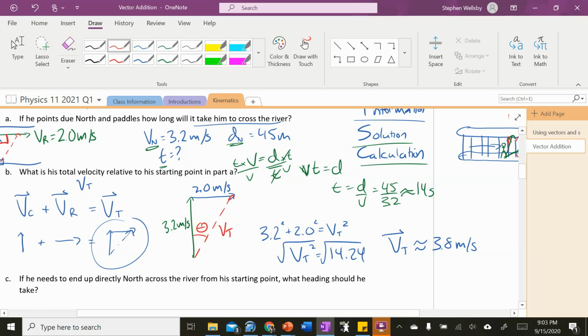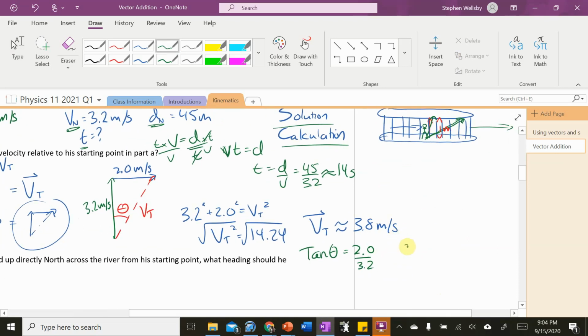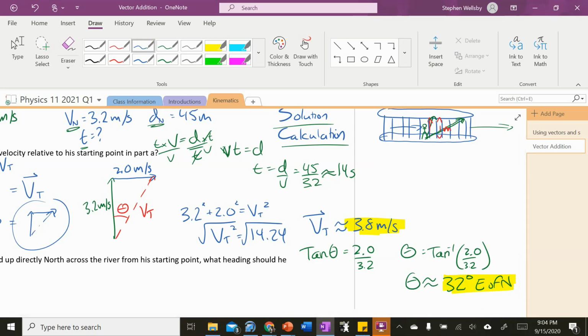To find this direction, I know the opposite is 2.0. I know the adjacent is 3.2. Pause it if you don't want me to spoil the surprise, but we're going to have to use tan. So tan of theta is going to be 2.0 over 3.2. And so theta is the inverse tan of 2.0 over 3.2, and theta is going to be approximately 32 degrees east of north. So this is my overall answer: 3.8 meters per second at a direction of 32 degrees east of north. That is my total velocity relative to my starting point.